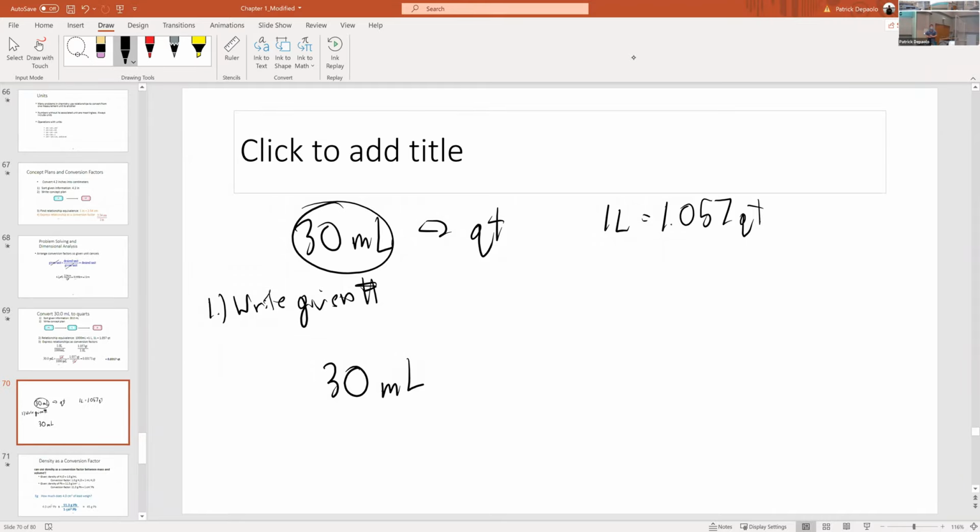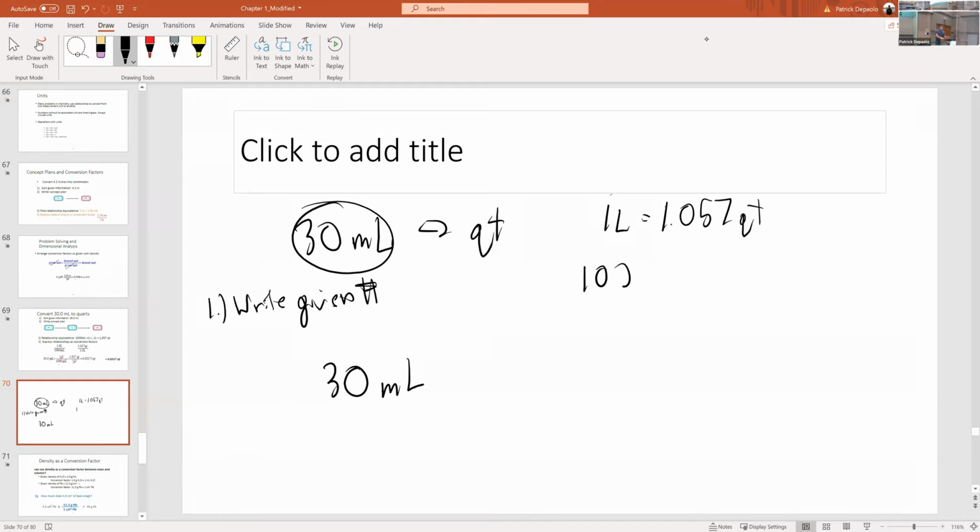Then the next thing is we're going to use our conversions, or what we know, to get to our desired unit. Now we're getting to quarts. Most of the time we want to think backwards from what they give us. So for quarts, what we're given is 1 liter equals 1.057 quarts. That gives us liters, so we want to get to liters. How can we get from milliliters to liters? Divide by 1,000. That's one of the key conversions you should have memorized: milli to the actual unit, divide by 1,000.